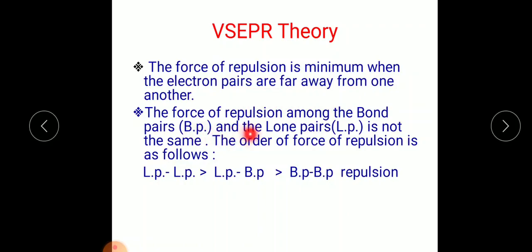Now, the force of repulsion among the bond pairs and the lone pairs is not the same. The order of force of repulsion is as follows: lone pair-lone pair repulsion is greater than lone pair-bond pair repulsion, which is greater than bond pair-bond pair repulsion. This order is very important to know because it will help you explain the structure of different molecules.